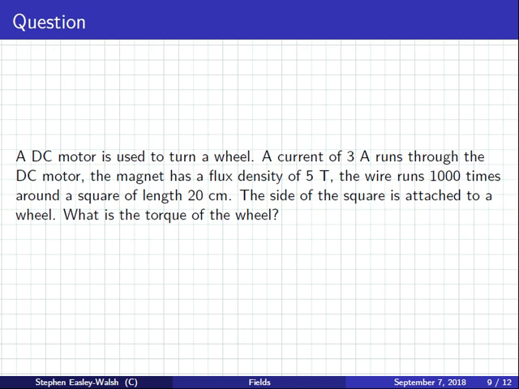It's not a force? You forgot something. What answer did you get? What was your answer, Summer? 3,000 Newton meters. So he said 3,000.